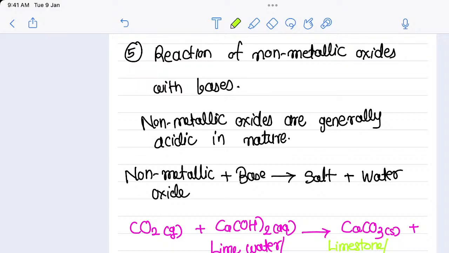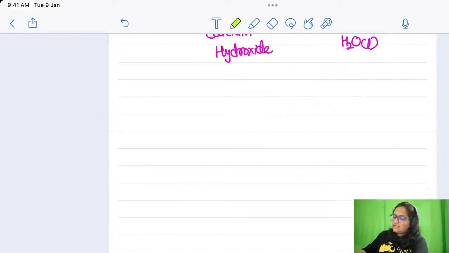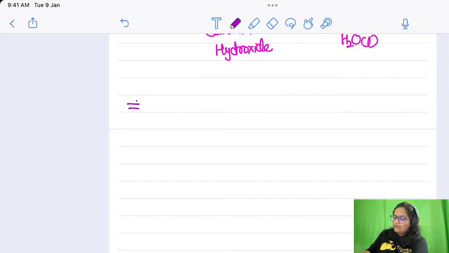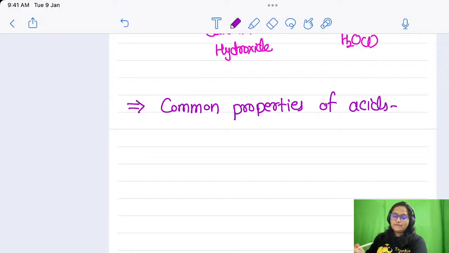Okay, yes, now after this we are going to see some other properties of acids and bases in detail. So first of all let us talk about acids. After these reactions we are going to discuss common properties of acids and bases. I'll start with common properties of acids first of all, right?